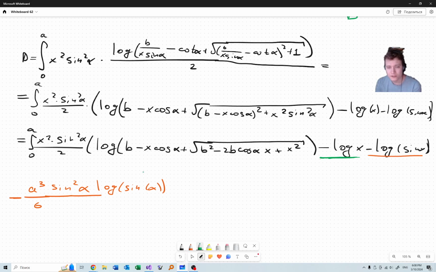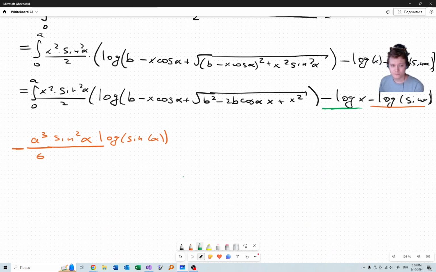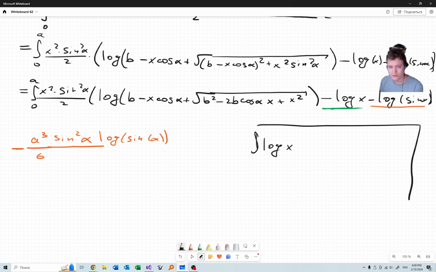Yeah, so how do you integrate x squared logarithm x? Let's learn how to do it. Let's start with integral of just logarithm x. And it is done via partial integration. So I say that it is 1 times logarithm x. And this is x log x minus integral of x times 1 over x, which is x log x minus x.